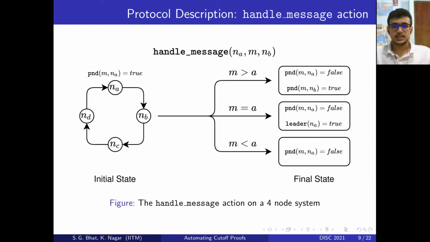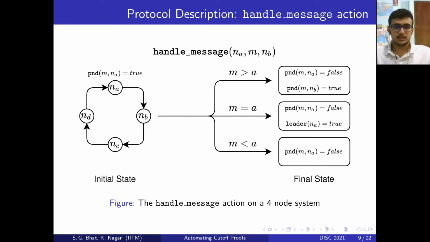The handle message action at a node determines what happens to a pending message in its queue. As an example, assume that the message m, which has to be one of the IDs, is pending at node A. This is a guard that has to be enforced before executing the handle message NA m, NB action. Depending on how m compares with A, the following cases can arise.